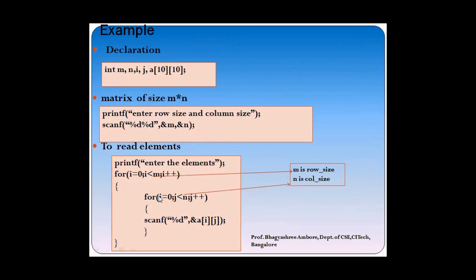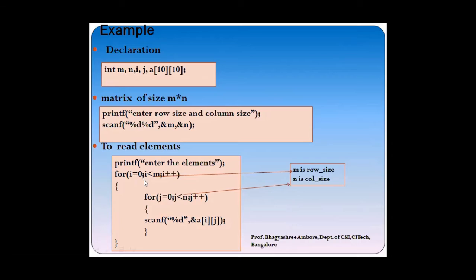Now, after knowing what is a row size and what is a column size, the next step is reading the array elements. How to read the array elements? As I said, one loop for row, one loop for column I have to start. So here I'm starting I loop for row and J loop for column. What is the I initial value?